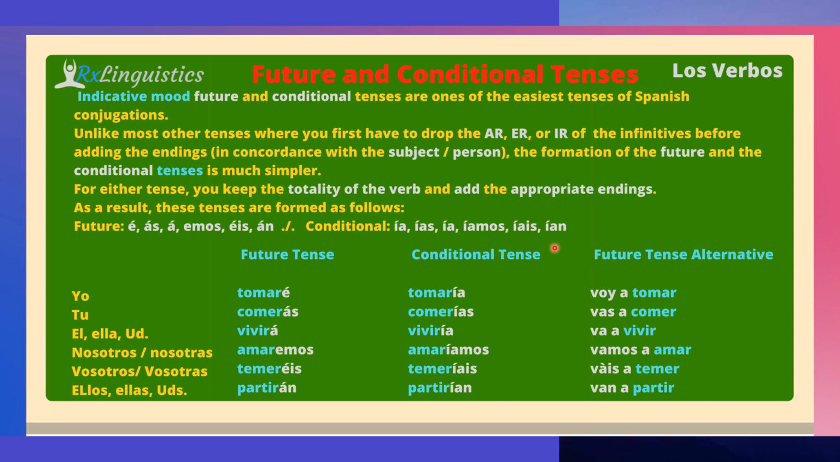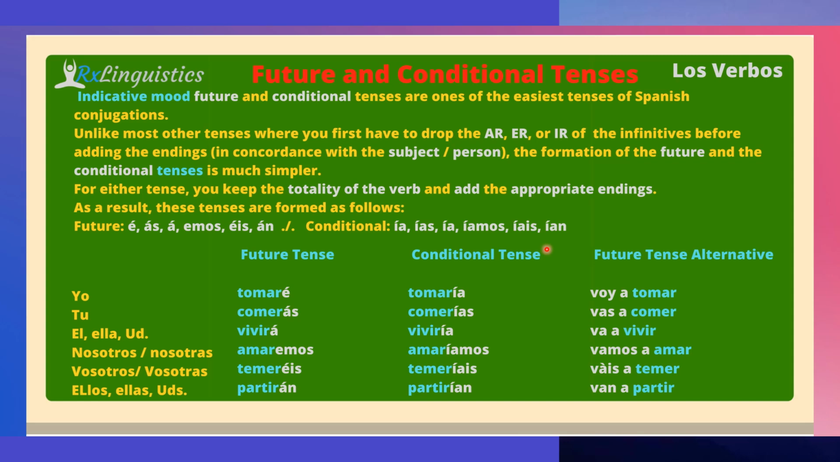So you don't drop the infinitive endings and then add the conjugated endings to the root. No, you keep the verb in its totality. You keep the infinitive form of the verb and then you add the appropriate ending. So that makes the conjugation of the future and conditional tenses easy, because you're not going to modify the infinitive before adding the ending. For all other tenses, you drop the infinitive ar, er, or ir first before you continue.